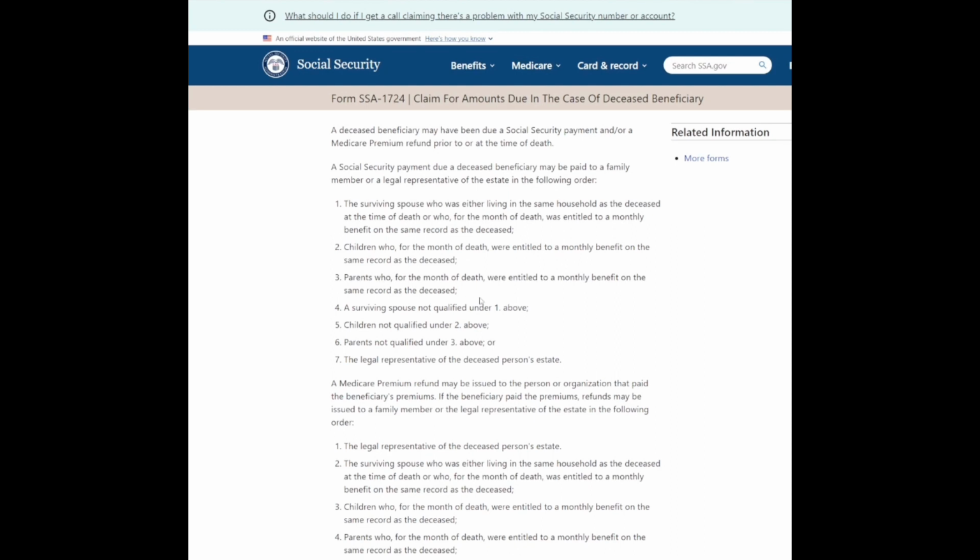Number 3, extremely rare situation here. Parents who, for the month of death, were entitled to a monthly benefit on the same record as the deceased. Okay. So, for those that don't know, there is actually a benefit for dependent parents to be paid. I am not overly familiar with this type of benefit. It does exist. It is real.